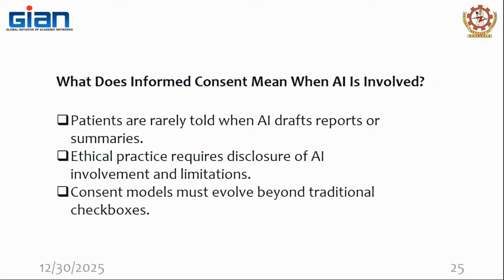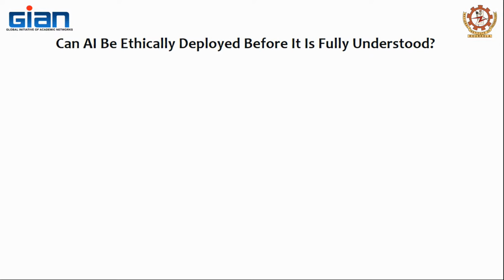Ethical practice requires disclosure of AI involvement and limitation, and consent models must evolve beyond traditional checkboxes. And this is what systems like ChatGPT or these other LLMs do. They'll have checkboxes, but I think this should be made front and center. When you fire up a terminal, a good practice is if the developers can say, okay, there is a possibility that your data will be used to train the model. Do you want to switch it off? That should be up front and center. So if you are developing models like that, try to make that a feature.